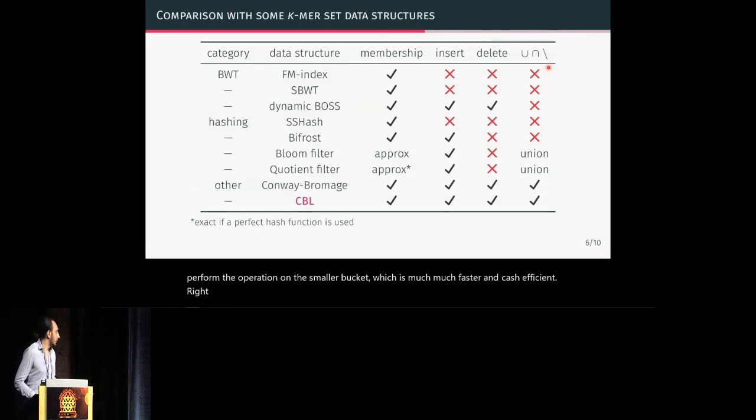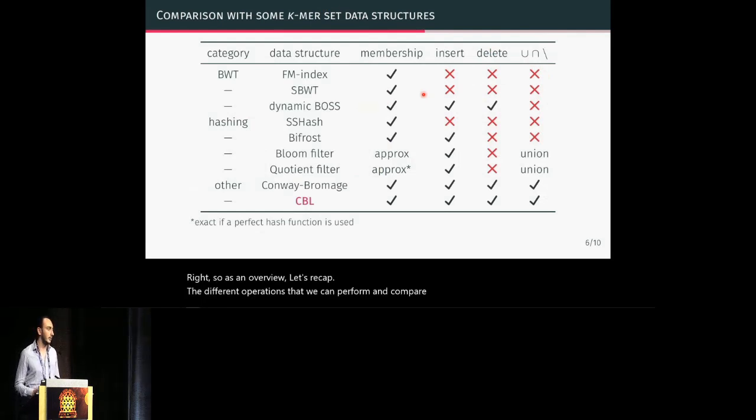So as an overview, let's recap the different operations that we can perform and compare it to some popular tools for storing k-mers or storing DNA in general. We can see that most of the time, these structures are static. They only support membership and not insertion or deletion. Some of them do support insertion, but not deletion, so they're only half dynamic, I'd say. And very few of them actually support set operations, but we do support all of these.